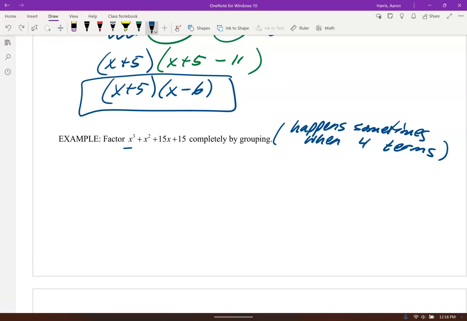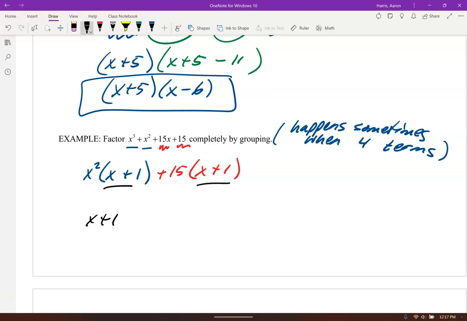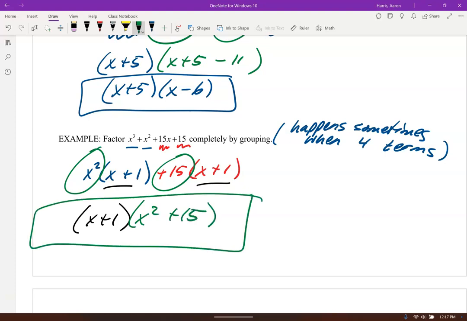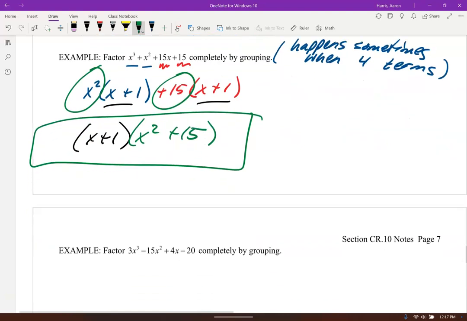And what I'm going to do is look at just the first 2 for a minute, x cubed and x squared. I can take an x squared out of both of those. Now let me look at these next 2 terms. I can take a 15 out of both of those. And now notice I'm left with 2 terms, and they both have an x plus 1. So I take an x plus 1 out, and I'm left with x squared plus 15. And that's called factoring by grouping. Okay, let's do one more, and then I'll have you guys try one.